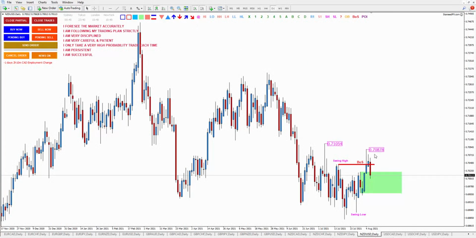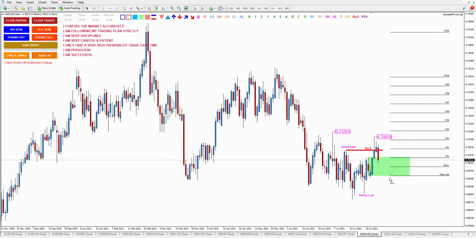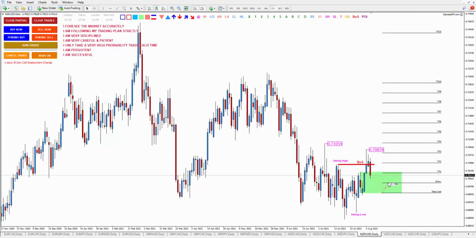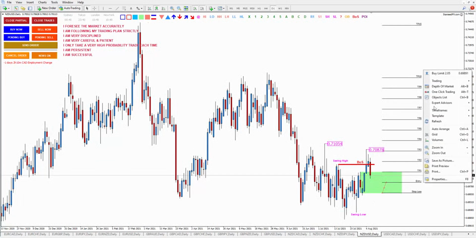Well, let's just focus here. So if you're a day trader, you can look for an opportunity probably around 50% of the order block. You can set up the alert around here.